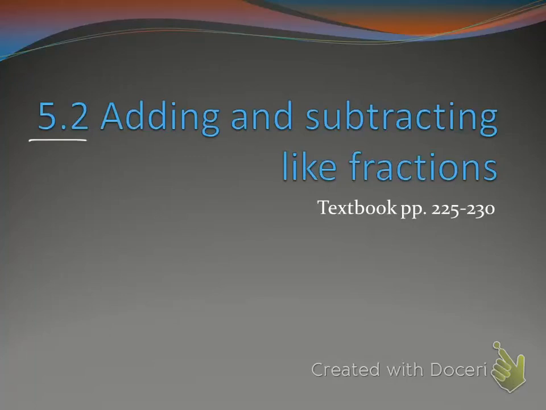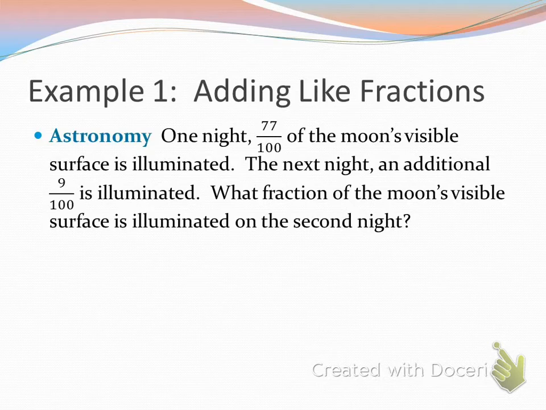Okay, today we're in section 5.2, adding and subtracting like fractions. So what does it mean to have a like fraction? Well, we're talking about the denominators. It means that the denominators are the same, because we know we can't add and subtract fractions unless they have common denominators. So in this lesson, it's pretty convenient for us because we don't have to worry about finding an LCD. In tomorrow's lesson, we will, okay?